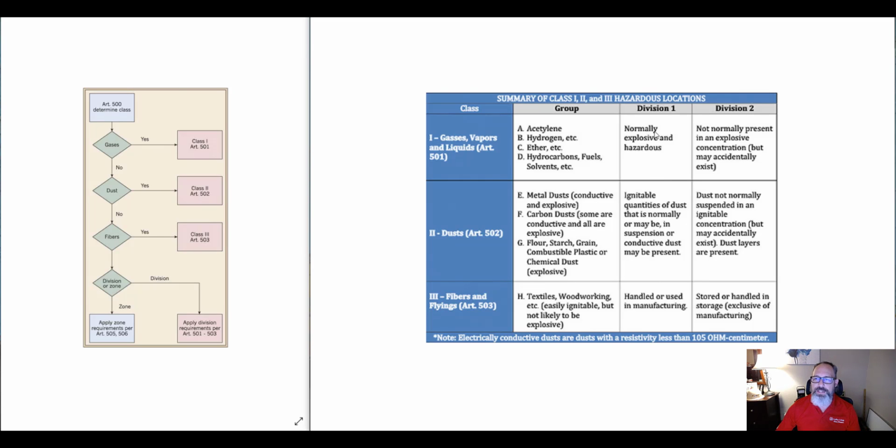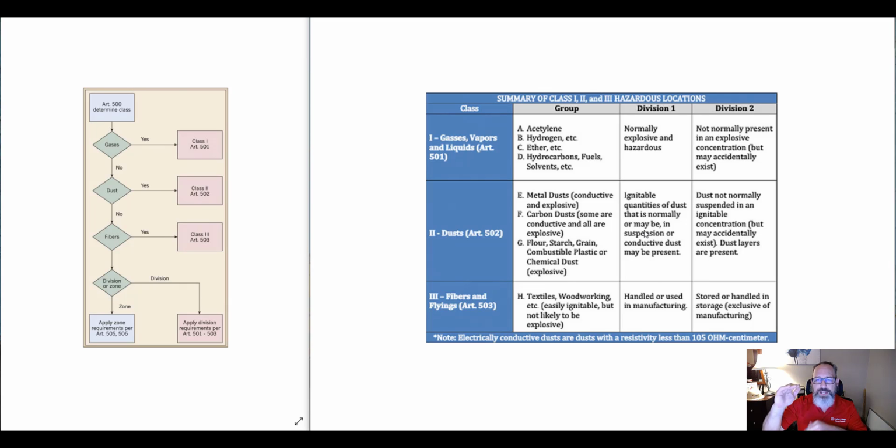So Class 2, Division 1: ignitable quantities of dust that is normally or may be in suspension, or conductive dust that may be present. In suspension means it's in the air, it's floating. So again, go back to a grain silo. A grain silo is loading, the grain is going up the grain elevator, it drops into the top of the silo to fill it up. It's going to create dust.